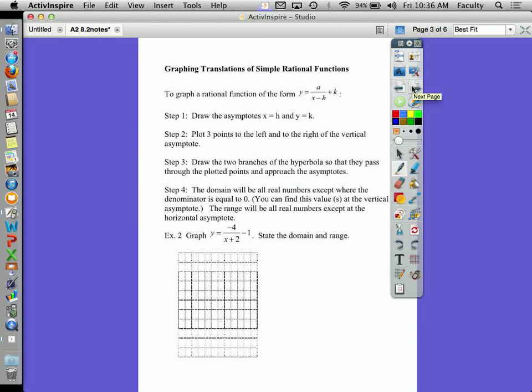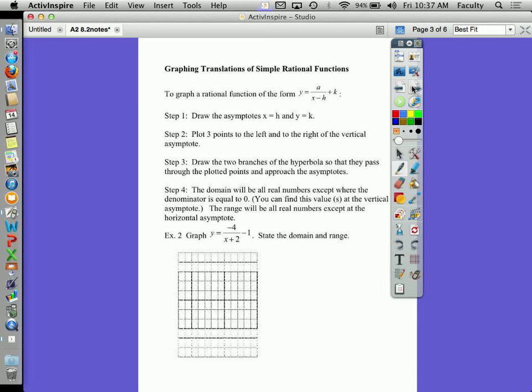All right, now what if we have translations? We can do this a couple different ways. This one says you can do y equals 1 over x and then shift h to the right, k up. We're not going to do that. We're going to start with our horizontal and vertical asymptotes and just make our table. I think it'll be fine from there.